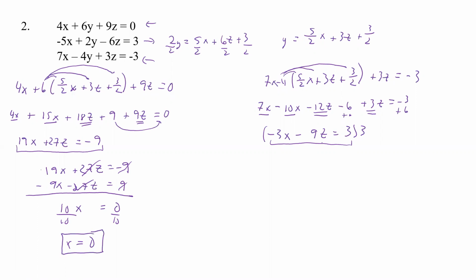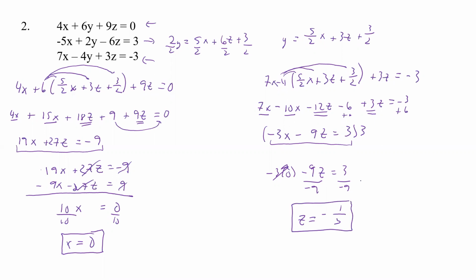Because then I can plug that into maybe this equation and get a simple answer, okay? So if I do that, I'll plug in 0 there: it's a minus 3 times 0, minus 9z, and that equals 3. And so that's gone. Now I just divide by negative 9. And so z is equal to negative 1/3.